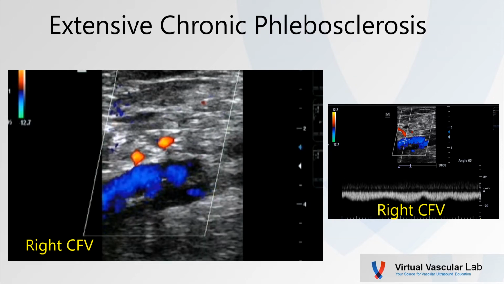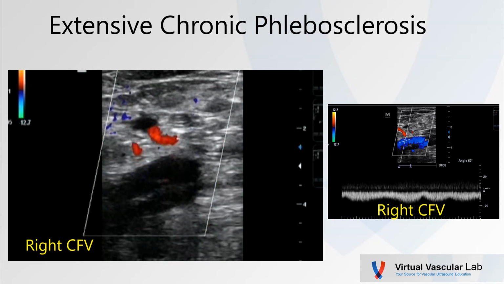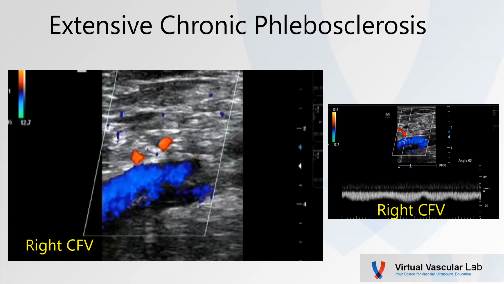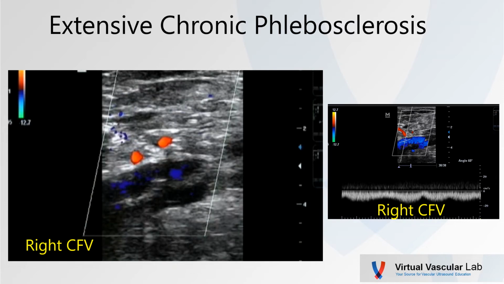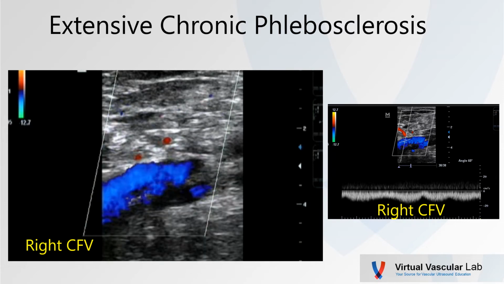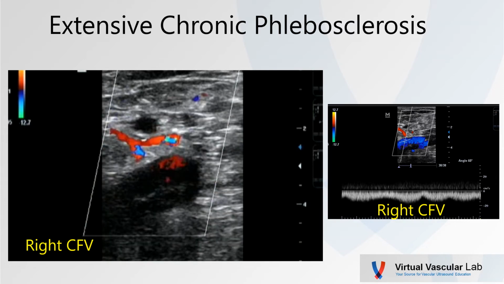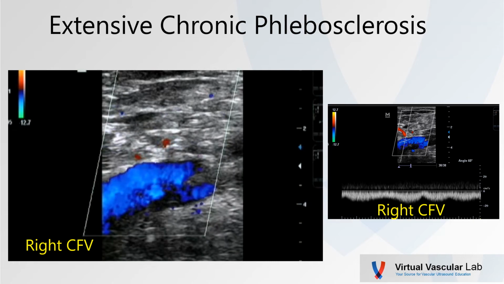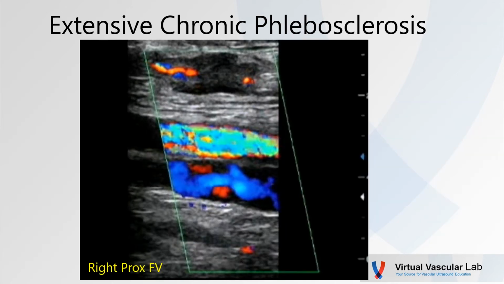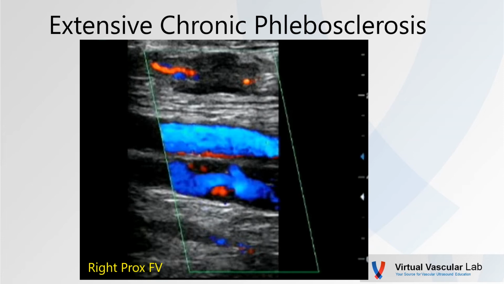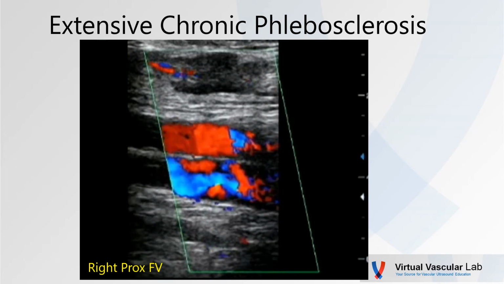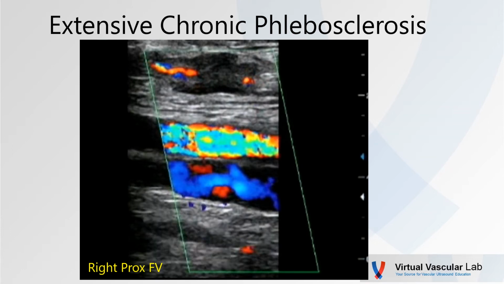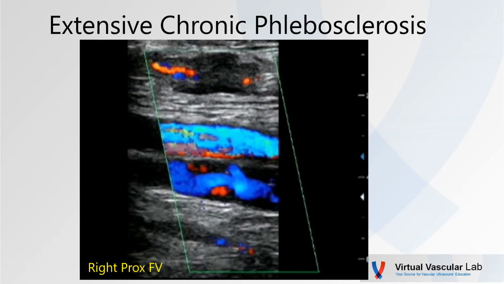Take a look at that common femoral vein. We can see that sclerosis within the vein. Look at that common femoral waveform. Maybe a hint of respiratory phasicity, but certainly not really normal either. How about the femoral vein? Again, pretty much classic chronic phlebosclerosis. There was also axial deep venous reflux, actually bilaterally.